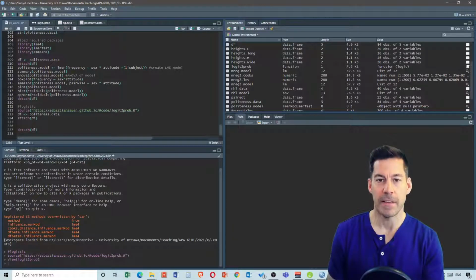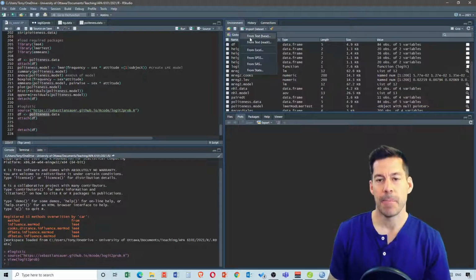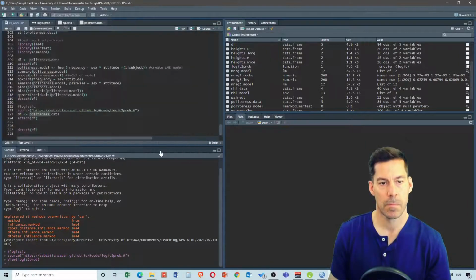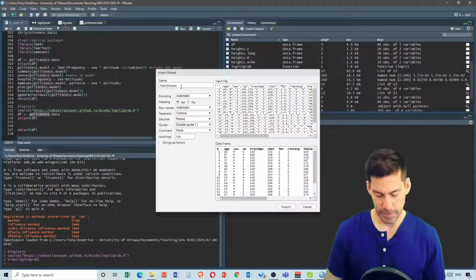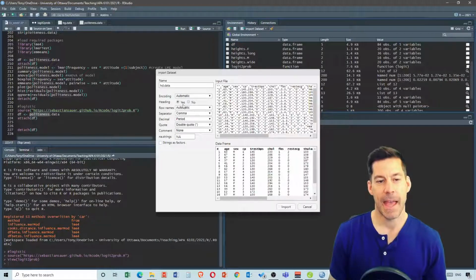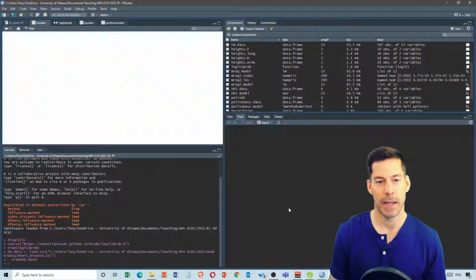So the next thing we're going to need to do is load up our data set. I'm going to first of all import a data set from text, and it's going to be the same as we used in JASP, heartdisease.csv. To minimize spelling mistakes, I'm going to call it hd.data. It's got headers, and it looks like everything is okay here. So I'm going to click on import.